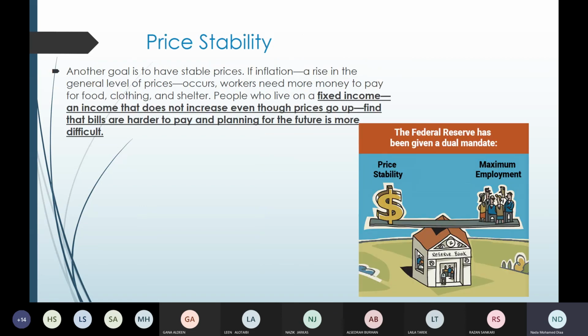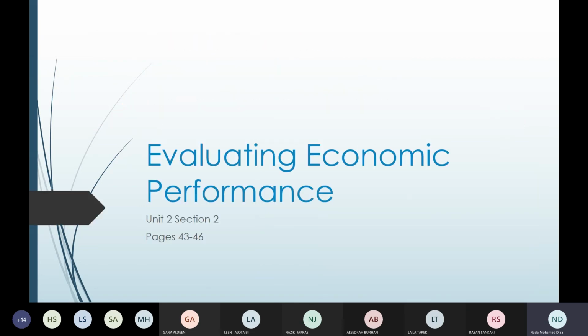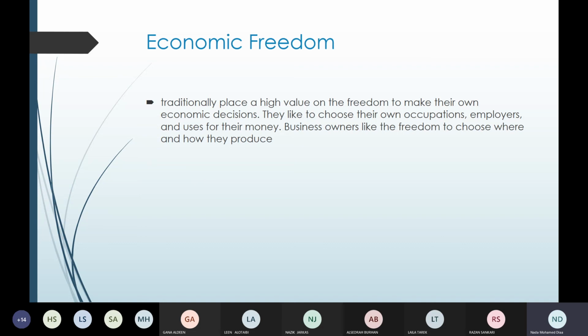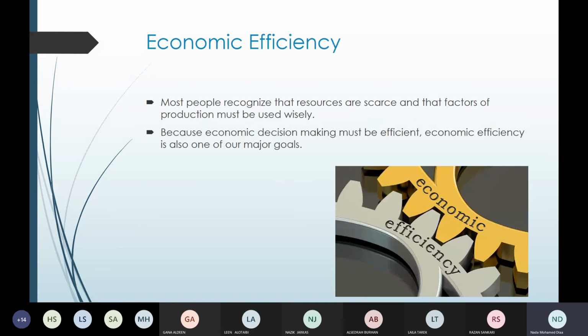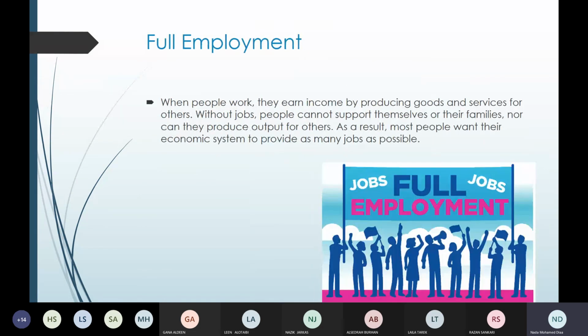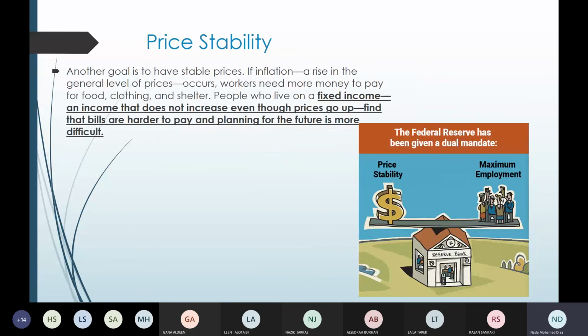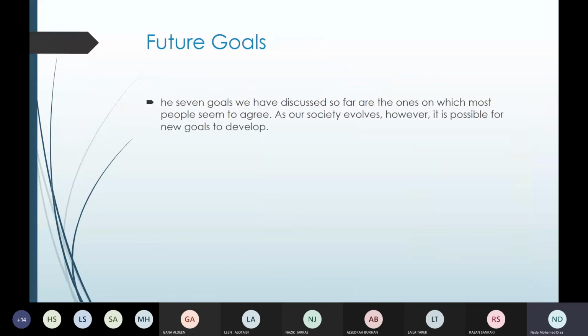So again, how can I evaluate economic performance? Freedom, efficiency, equity, security, full employment, price stability, economic growth. All these 7 goals we have discussed so far are the ones on which most people seem to agree as our society evolves. However, it is possible for new goals to develop.